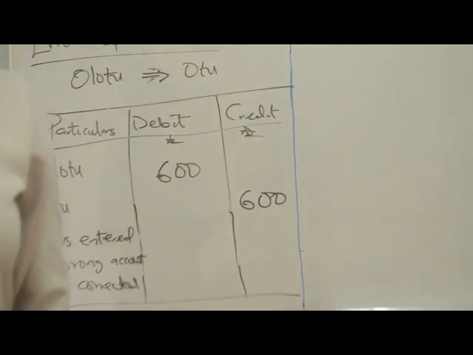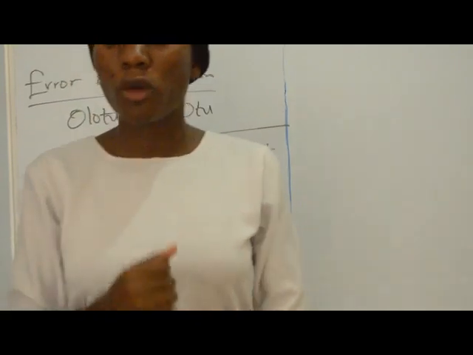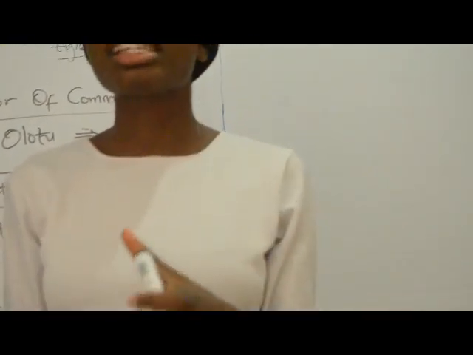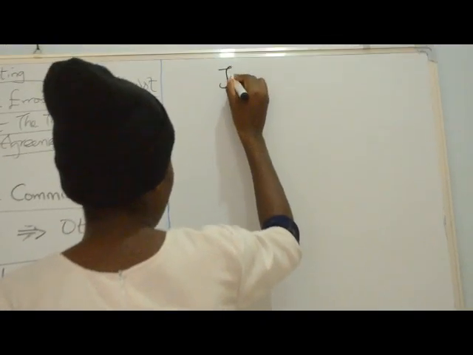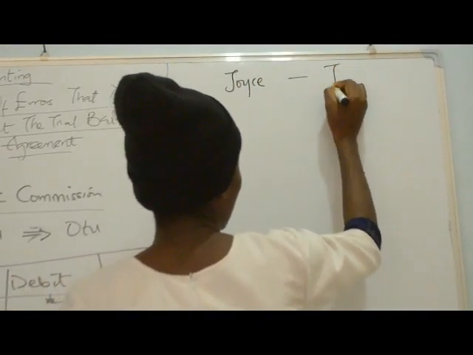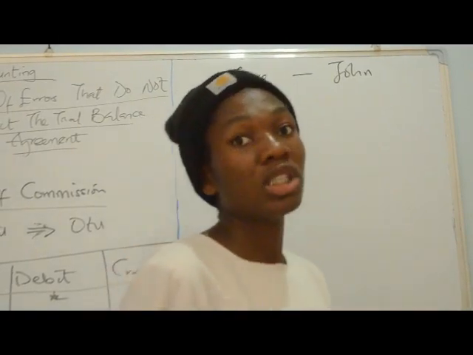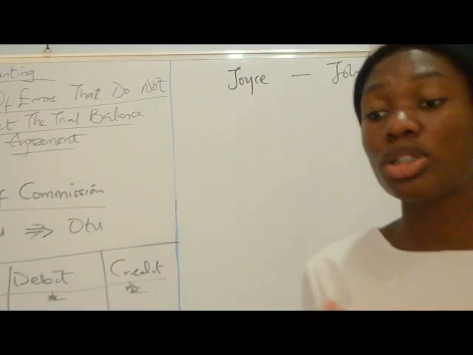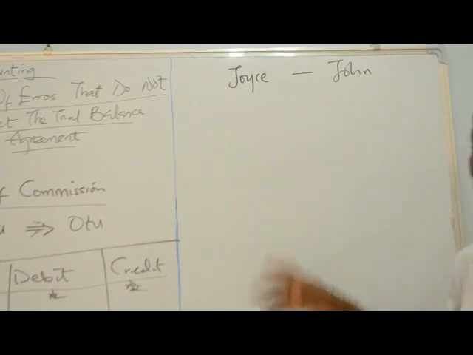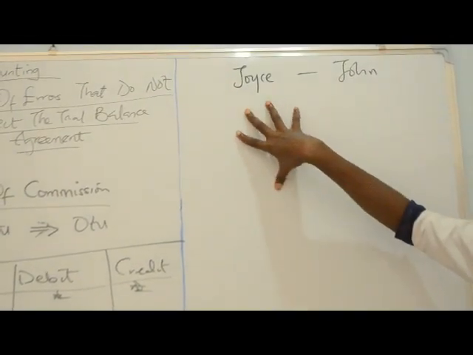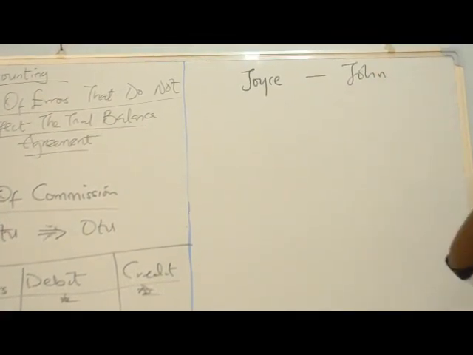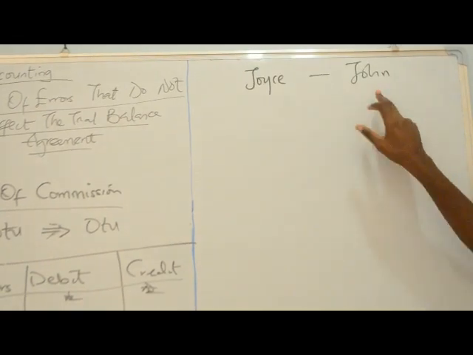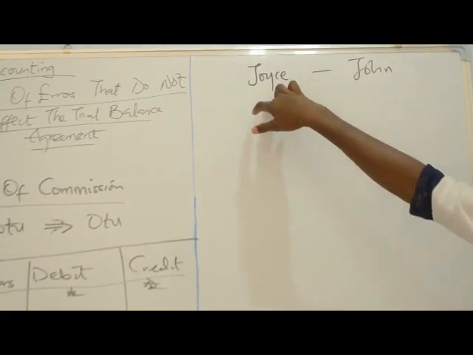Now in our next example, we have a purchase of goods of 350 naira from Joyce entered in John's account. In this case, we also have two accounts here: Joyce and John. We have a purchase of goods, so these people are our suppliers. We purchased goods from Joyce, but we mistakenly entered in John's account. That means it will be increasing our debt to John, but our debt is supposed to be increased for Joyce. Are we together?